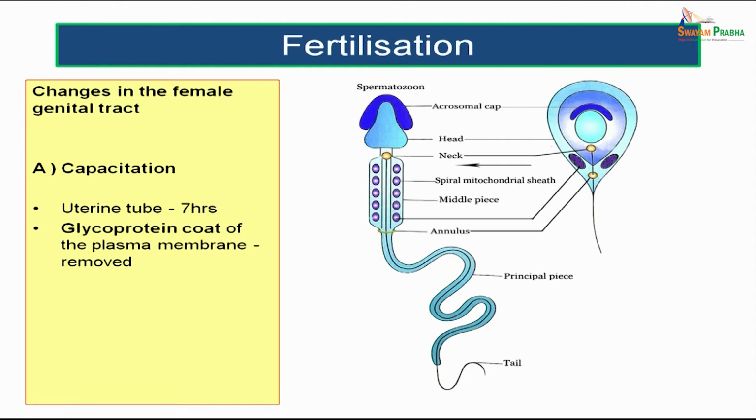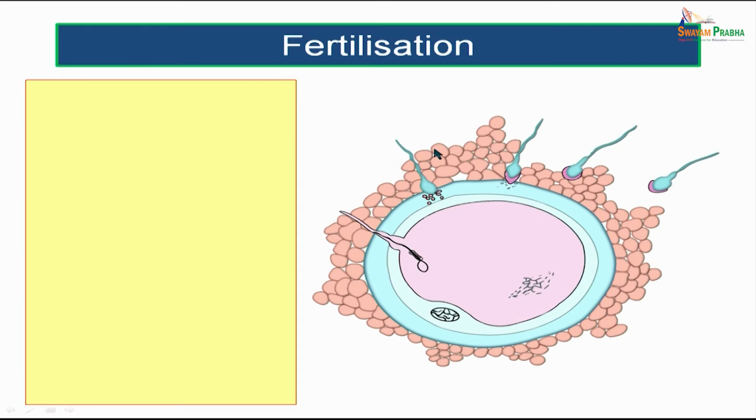What are the changes happening for the sperm in the female genital tract? So, there are mainly two changes. The first one is known as capacitation. The capacitation actually happens in the uterine tube, and it usually takes about 7 hours. So, during those 7 hours, what are the changes happening? There is a glycoprotein coat of plasma membrane over the sperm that is actually removed during the process of capacitation. So, that coat, the glycoprotein coat, will be removed from the sperm. So, this will be just gone like this.